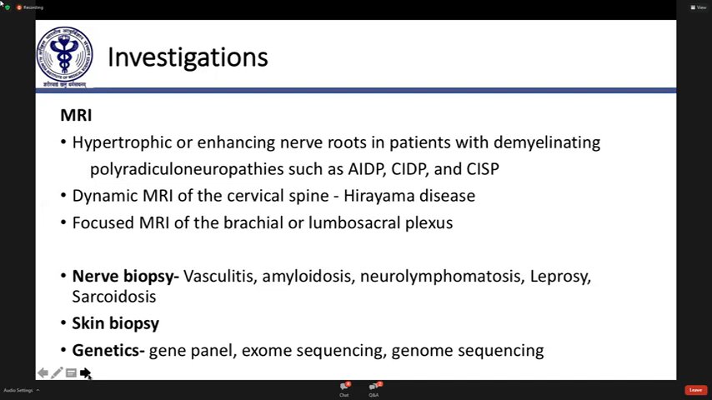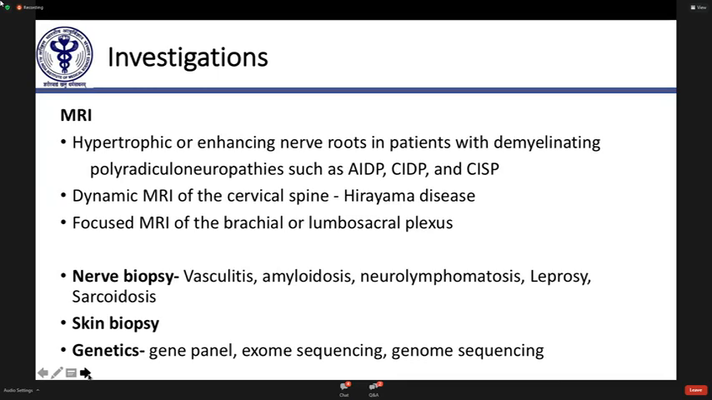Sometimes, if you suspect sarcoid and we don't have any other clue, we do it. Previously we used to do it for CIDP, but we have practically stopped doing it for CIDP now. Skin biopsy can help in a lot of small fiber neuropathies. We'll be discussing that later in the small fiber neuropathies session.